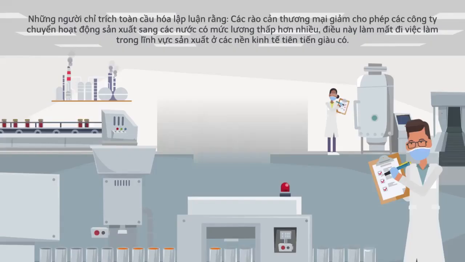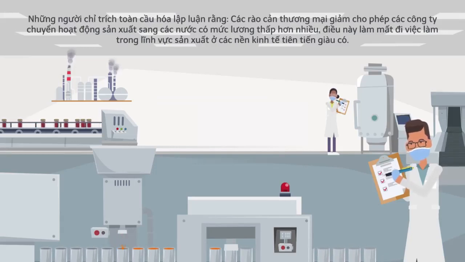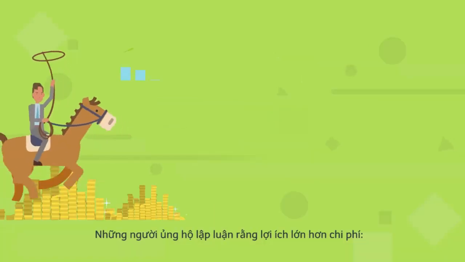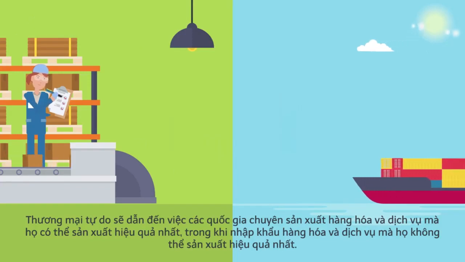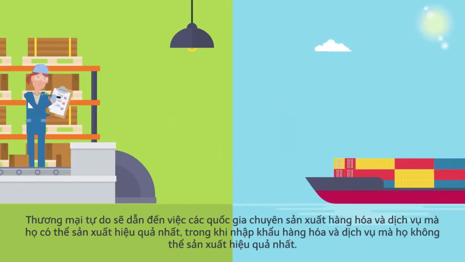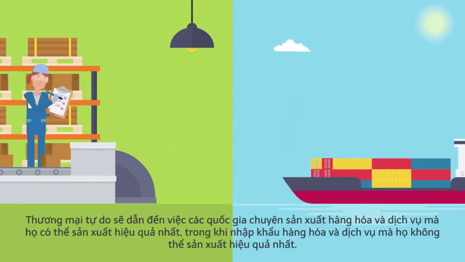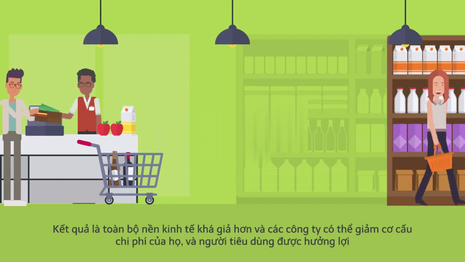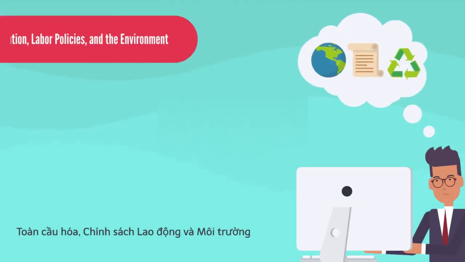Globalization, jobs, and income. Critics of globalization argue that falling trade barriers allow firms to move manufacturing activities to countries where wage rates are much lower, which destroys manufacturing jobs in wealthy advanced economies. Services are also being outsourced, contributing to higher unemployment and lower living standards in their home nation. Supporters argue that the benefits outweigh the cost. Free trade will result in countries specializing in the production of goods and services that they can produce most efficiently, while importing goods and services that they cannot produce as efficiently. As a result, the whole economy is better off, companies can reduce their cost structures, and consumers benefit.